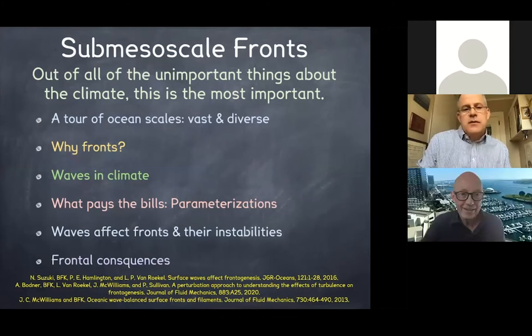So we're going to start with a tour of the scales, and the key way to think about this is that the oceans are extremely vast, and they're also diverse in terms of the diversity of phenomena across those scales. Why fronts, and really where are fronts coming from, will be the second topic. We'll talk a little bit about waves in the climate system, and then that will detour us into talking about what a parameterization is, and giving a few examples from my group with collaborators. And then we're going to put all these pieces together and talk about how waves affect fronts and the instabilities of fronts. And then the last piece is what some of the consequences of fronts are for problems that we have in mind, things like plastics, oil, and energy cycle from the large to the small scales.